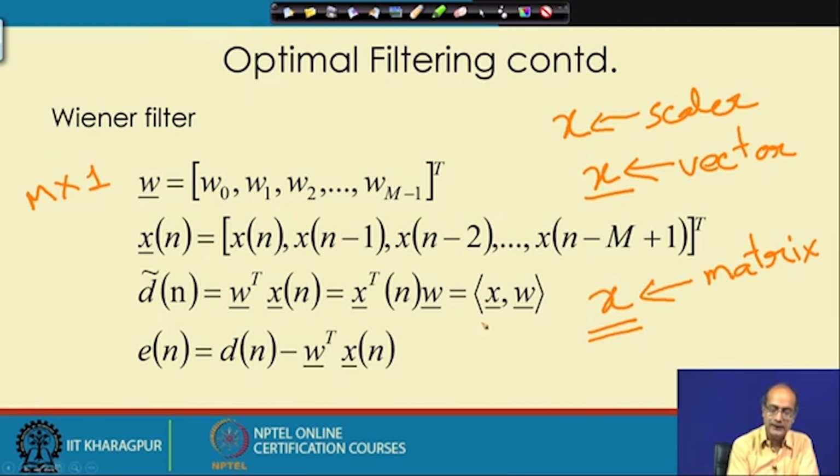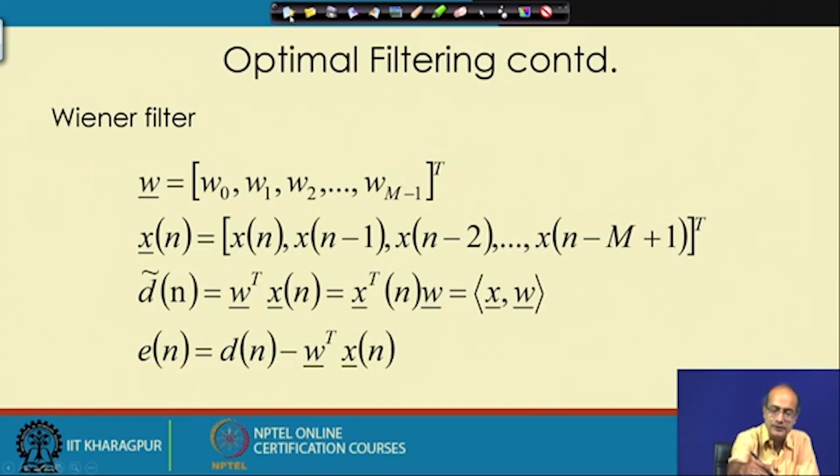And then we have the error e n, and again e n is a scalar. It is nothing but the difference between the desired signal d n and d tilde n. Here we have directly put in the value of d tilde n. So this is the error we compute, and this is what we will be trying to minimize.